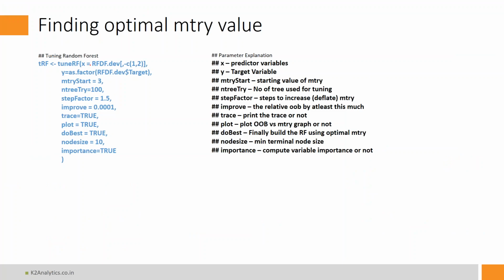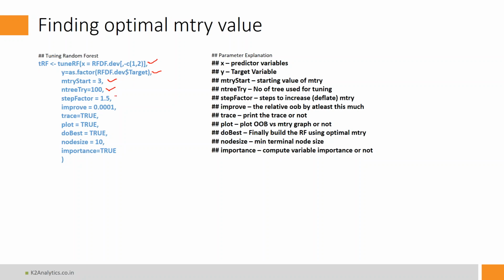So tuneRF takes multiple parameters. X is basically all the independent variables. Y is your target variable. mtry start. I don't know what the optimal m is, so I am saying start with 3. How do I decide the starting point? Square root of the number of independent variables. In our case it is 8, so we are starting with 3. ntree, based upon our previous step we came to know 75, 80, 100, so I am saying 100. So I have taken the number of optimal trees as 100.